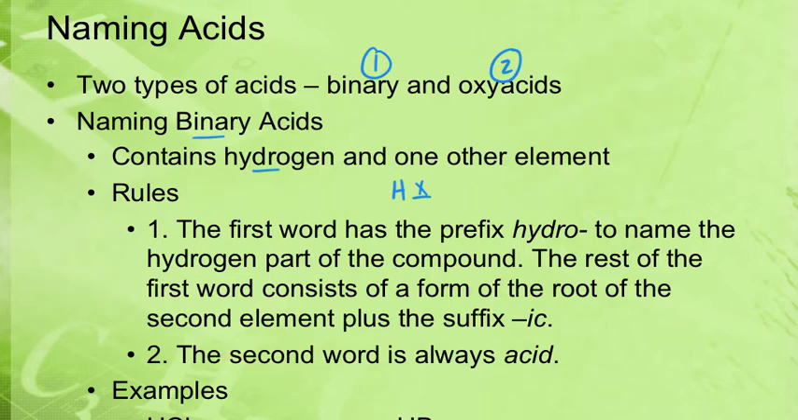HBr starts with hydrogen, so it's going to be binary. It's just hydrogen and one other thing here. So that's going to be hydro, and then bromine's root is brom. We're going to change the suffix to ic, so it's hydrobromic acid, like that.